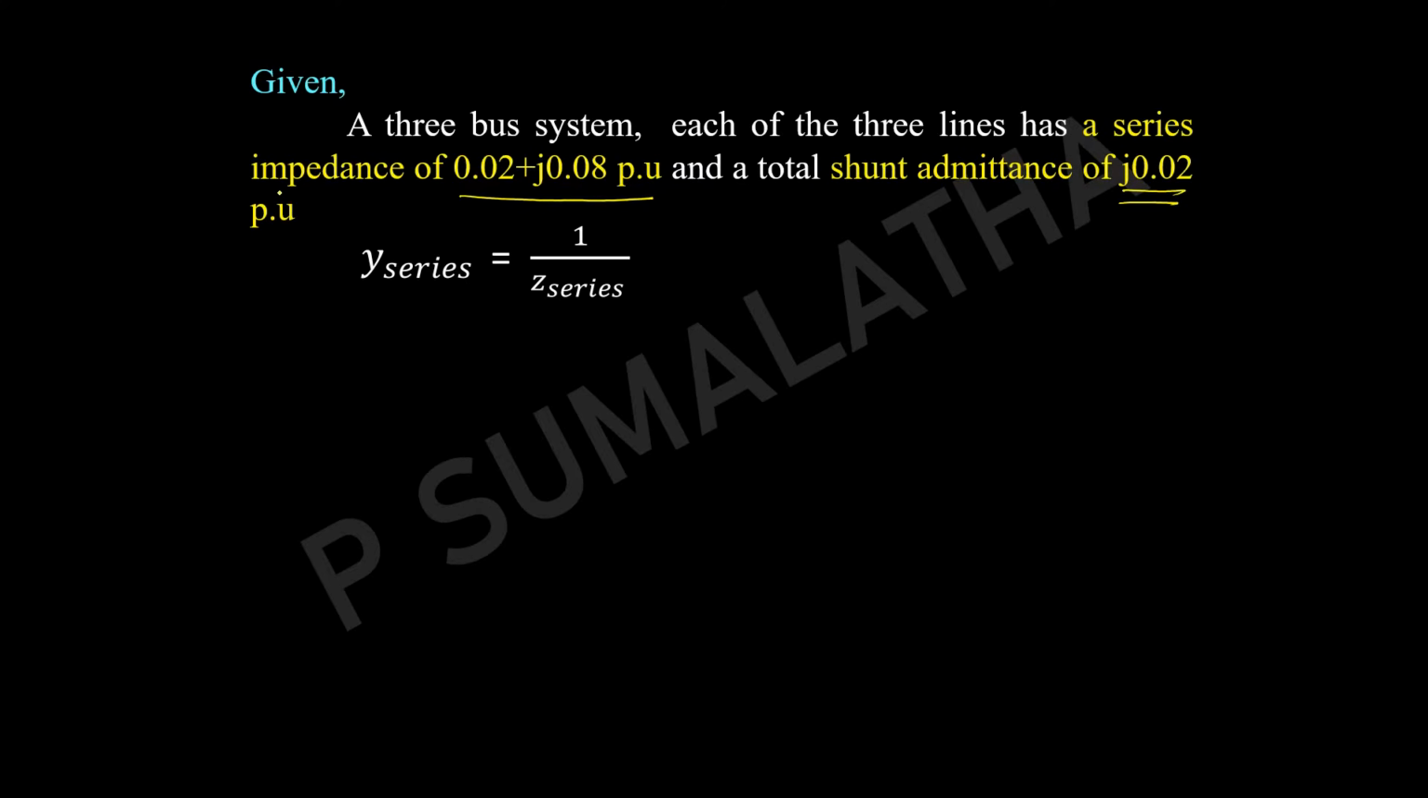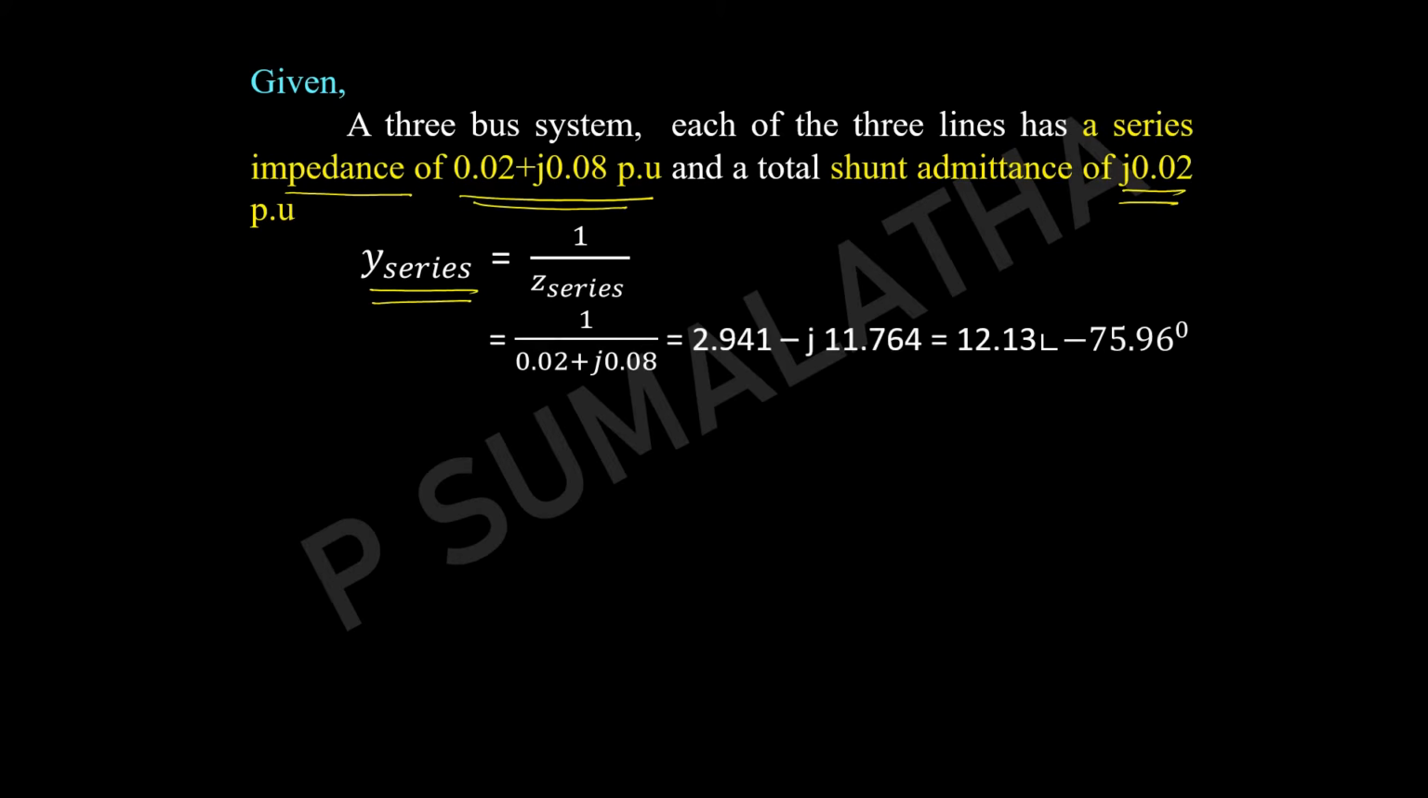Given value is the series impedance. So you can calculate the series admittance by taking the reciprocal of this value. So that is 1 by Z series, that is equal to 12.13 at an angle minus 75.96. We know each off diagonal element will be equal to the negative sign of the admittance connected in series with the line. So here you have 12.13 at an angle minus 75.96. So first convert this into a rectangular form.